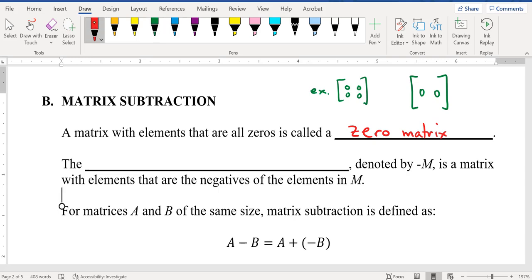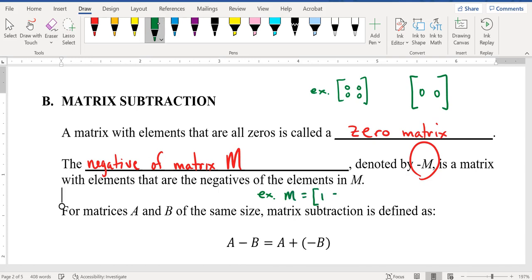Okay, the negative of matrix M, denoted by negative M, is a matrix with elements that are the negatives of the elements in M. For example, if M is the matrix 1, 3, negative 4, then the negative of M would be negative 1, negative 3, positive 4.